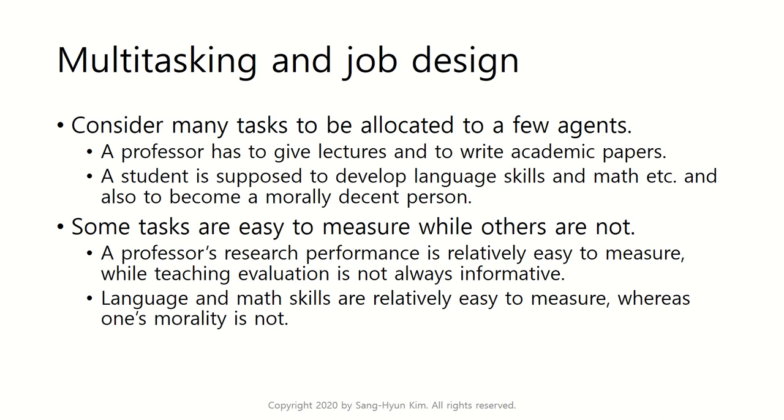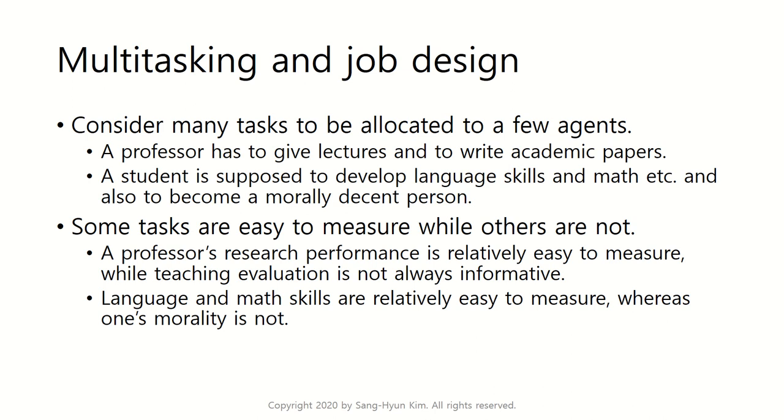The point is, some tasks are easy to measure, while others are not. Let's look at the example of students. Students are supposed to learn language, math, science, etc. And students are also supposed to be a good person, a morally good person, and maybe a wise person. But wisdom is difficult to measure, or morality is difficult to measure. But language skill or math skill are relatively easy to measure, right? You can just see the scores.